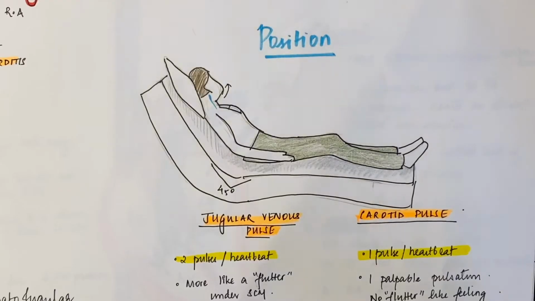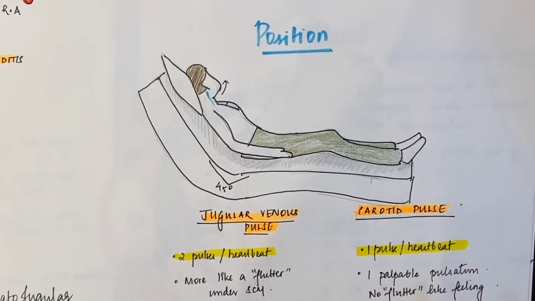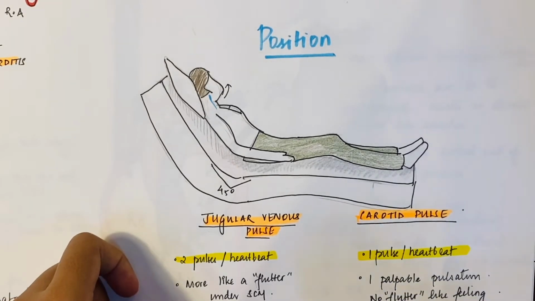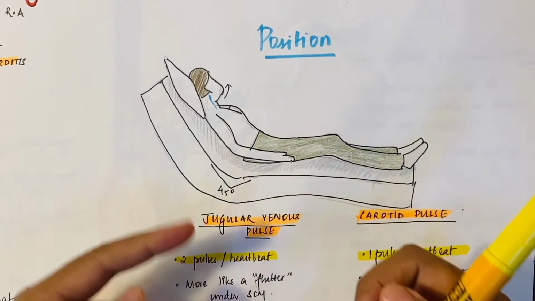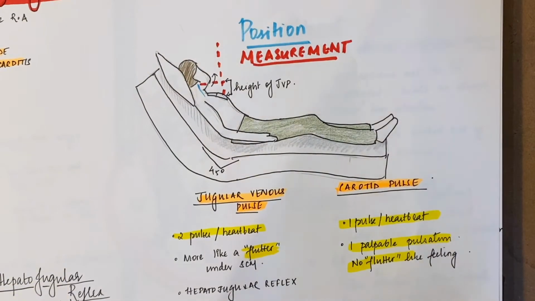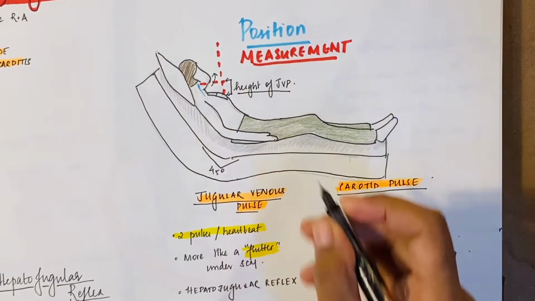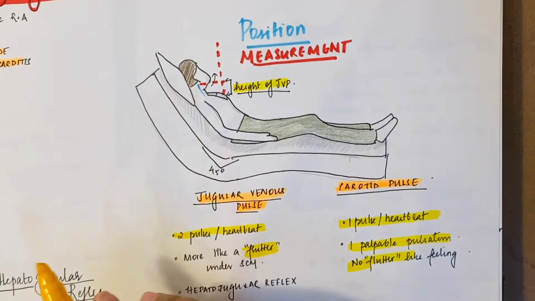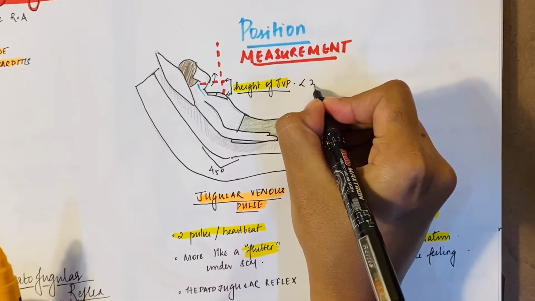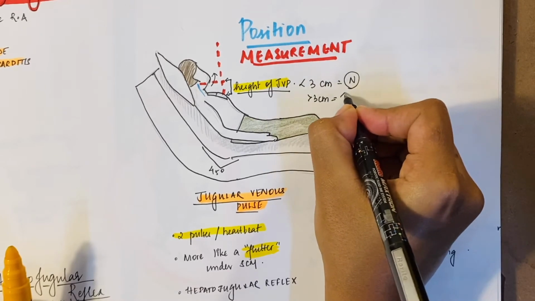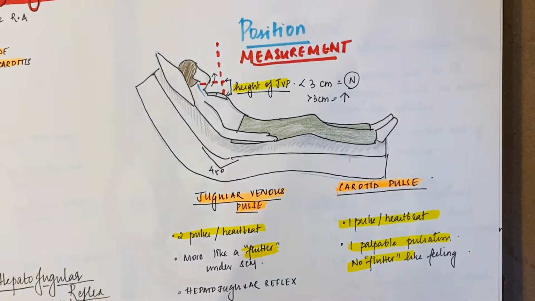Now coming to measurement of the JVP. There are four basic steps to measure. First, we find the angle of the sternum. Second, we measure vertically from this point, the angle of the sternum. Third, we assess where the JVP is. The vertical height from the sternal angle to the level of the JVP is our JVP height. Normally it should be less than 3 centimeters. Anything more than 3 centimeters is a raised JVP.